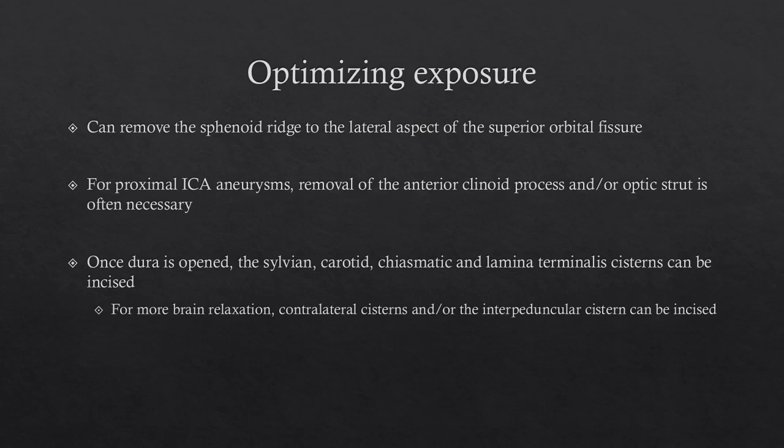Depending on the location of the aneurysm treated, further extradural bone work might involve removal of the anterior clinoid process for some proximal ICA aneurysms, for example, or the optic strut, or both. After the craniotomy, the dura is opened in a C-shaped manner and reflected anteriorly. The frontal lobe is then retracted slightly, and the carotid, chiasmatic, and lamina terminalis cisterns are incised to release cerebrospinal fluid. This provides relaxation of the brain and facilitates further dissection.